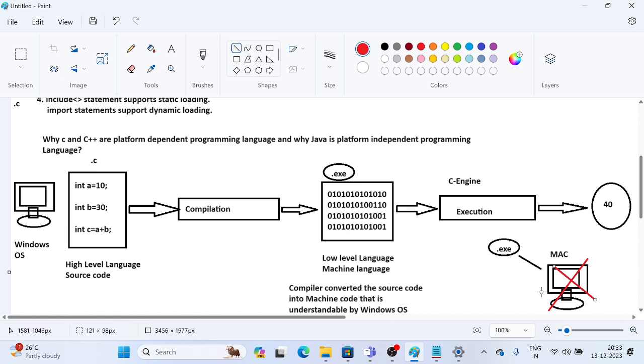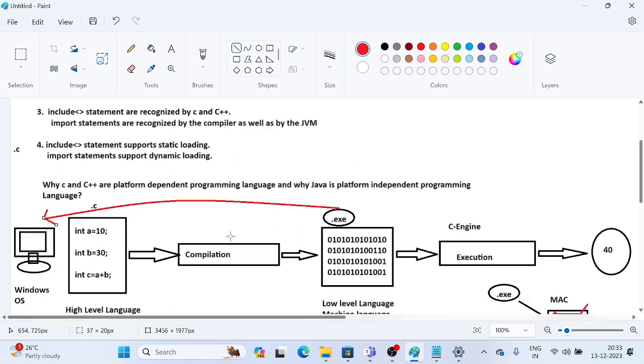Execution will not happen because it is dependent. This .exe file is dependent on the Windows operating system. Dependency is there. This is completely dependent on the Windows operating system. You cannot change the operating system and perform the execution. You get an error. That's why it is always called a platform dependent programming language.